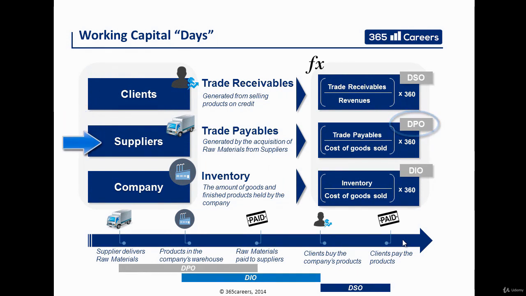DPO is a company's average payable period. Days payable outstanding tells how long it takes for a company to pay its invoices from trade creditors such as suppliers. DIO is a financial measure of a company's performance that gives investors an idea of how long it takes a company to turn its inventory into sales.